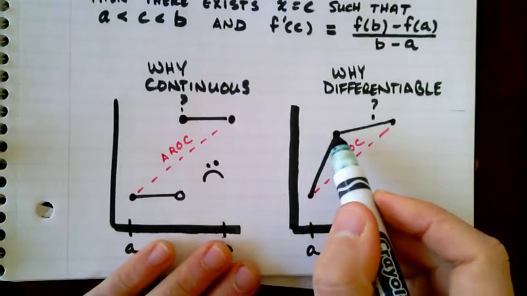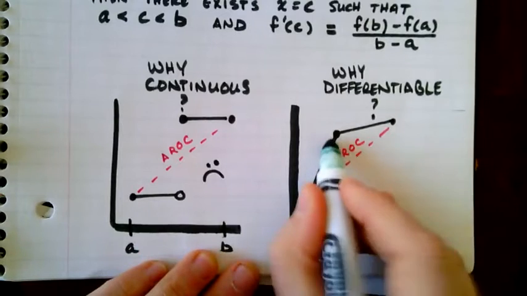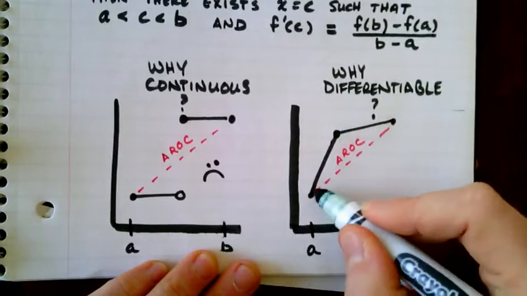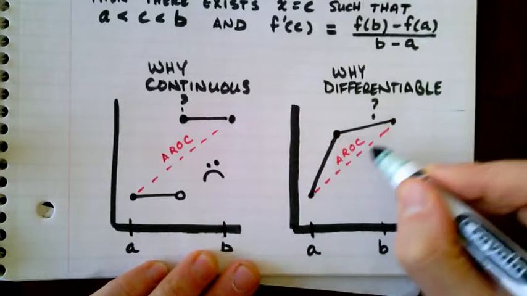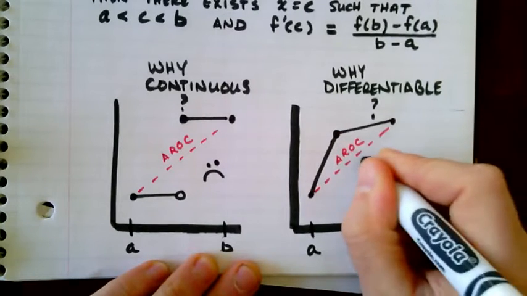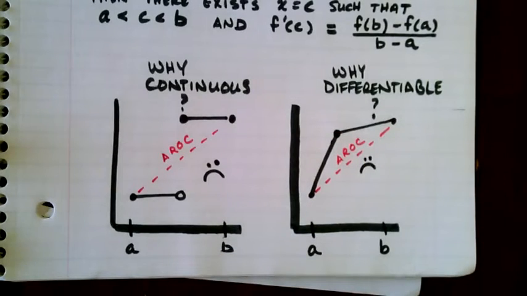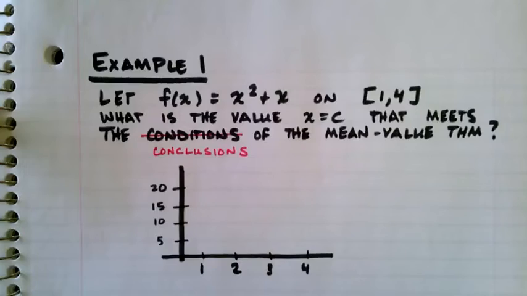Notice that we've got that cusp there. So now slope is too big, slope is too small. There's no point where the slope is equal to the slope of this line. Go to the next video for some examples.